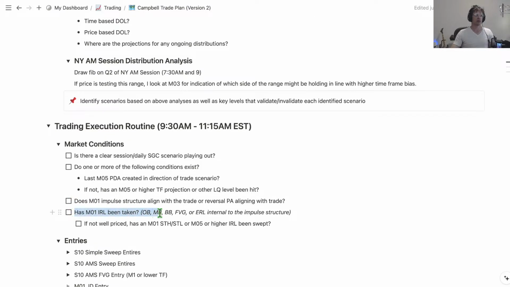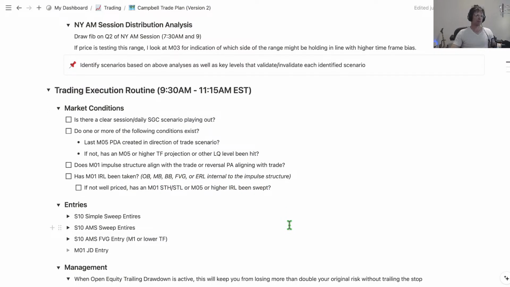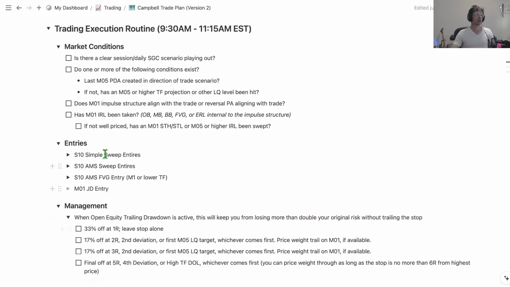And then once I get that, I want to see the IRL taken, and that's either an order block, manipulation block, breaker block, fair value gap, or internal ERL. If it's not well priced, I definitely need the internal ERL or some sort of M5 sweep. So with that, if all of that's met, I can look for any of these S10 entries.